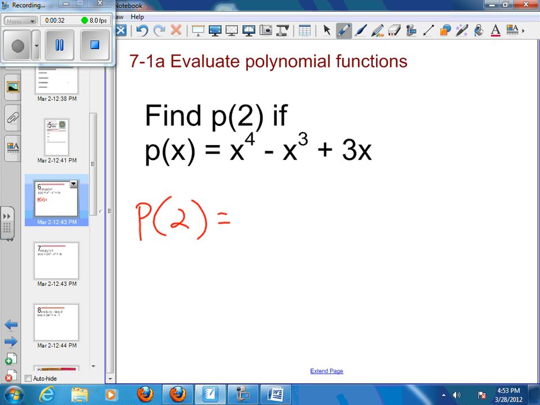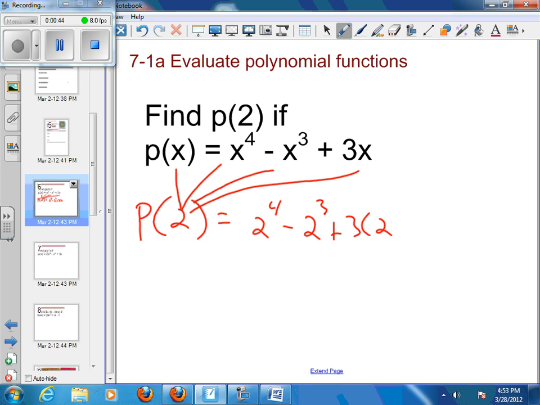So just like we were doing with our honeycombs, we're going to take this value of 2, and we're going to put it everywhere the x goes. So that makes it 2 to the fourth minus 2 to the third plus 3 times 2. So 2 to the fourth means 2 times 2 times 2 times 2. So 2 times 2 is 4, and 2 times 2 is 4, so 4 times 4 is 16. So 2 to the fourth is 16.